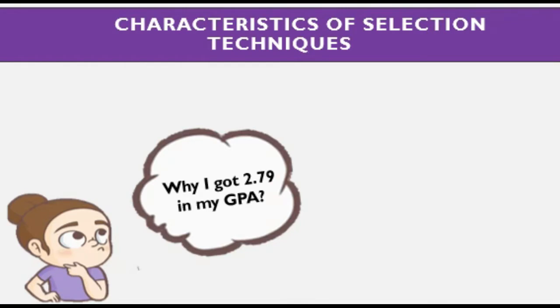So, some of you might have experienced this one. Why did I get 2.79 in my GPA? Supposedly, I already passed all the requirements that my instructor needed, or I am expecting a much higher grade. Why did I get 2.79? Okay. This section is similar to how our teacher rated us, or how the instructor rated us.